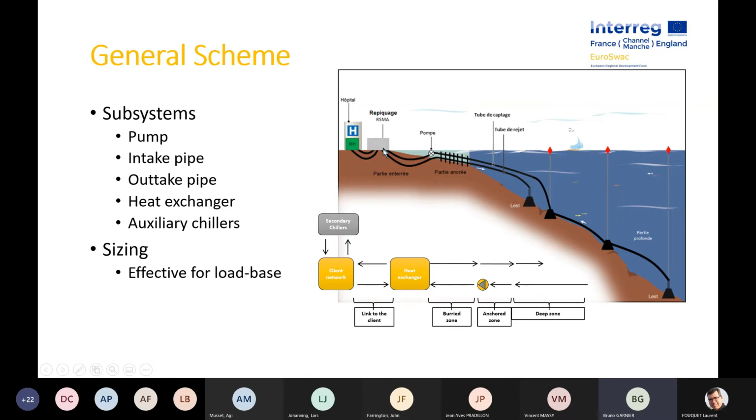The heat exchanger is made so that the cold water that goes inside the building is fresh water and not salted water, in order not to have problems of corrosion inside the building. And we have also auxiliary chillers, and we are going to talk about this later.